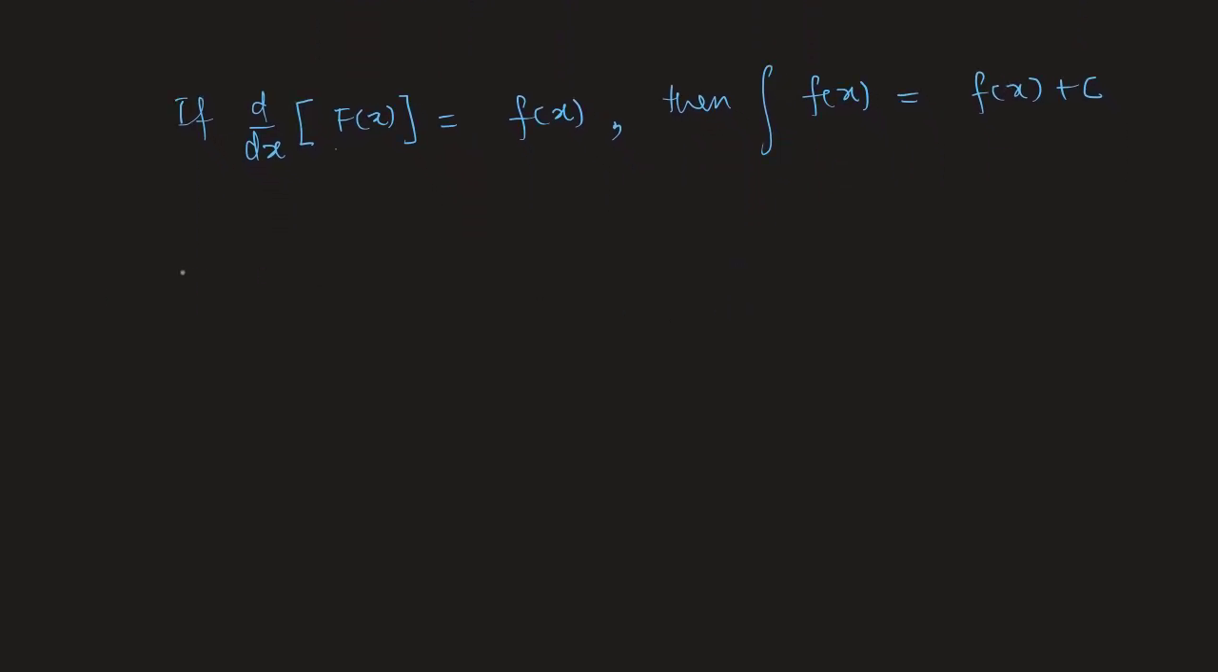This is example 1: show that the differentiation of (3x square minus 4) to the power 8 is equal to 48x (3x square minus 4) to the power 7. This we have to show.